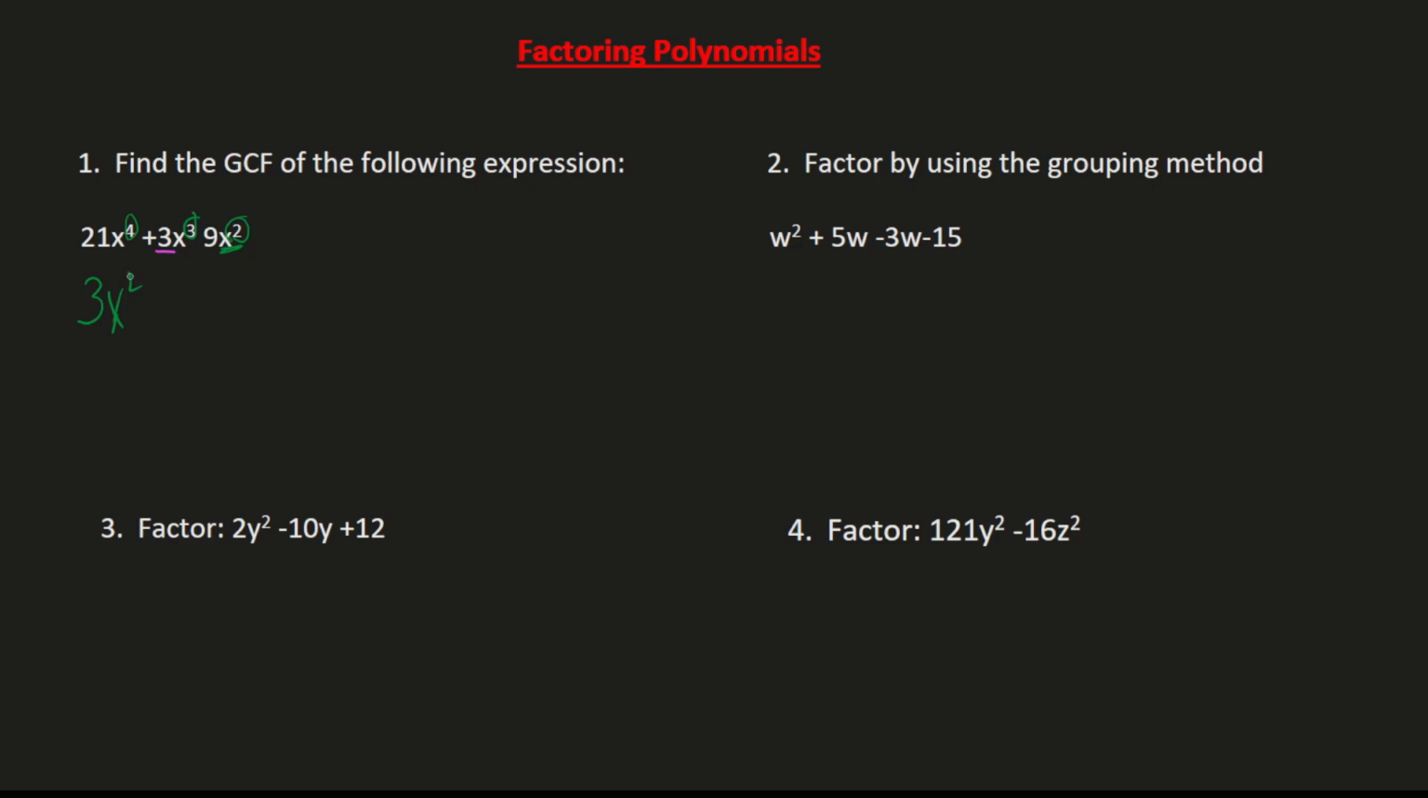That's the GCF. You take the one that has the lowest exponent. I want you to keep this in mind: x to the 4th, x cubed, x squared. So x squared has the lowest exponent and is going to be your GCF.